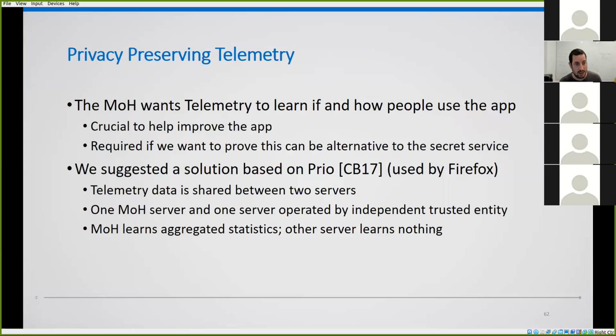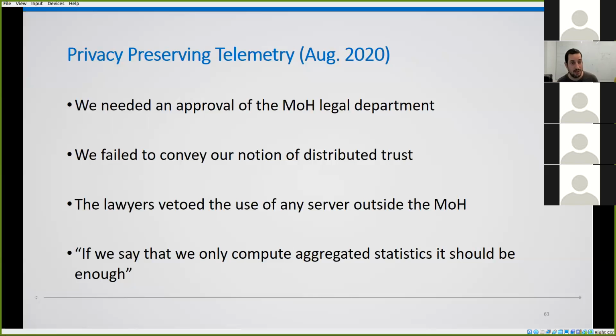So we talked with technical people, and they were very excited. We talked with Dan Boneh, who agreed to help us with implementing it, and then there was one final thing that we had to do, which is to get approval of the legal department in the Ministry of Health for the way that we collect the data. And we had a very long conversation in which we completely failed to convey our notion of distributed trust. The lawyers vetoed any kind of use of any server outside the control of the Ministry of Health.